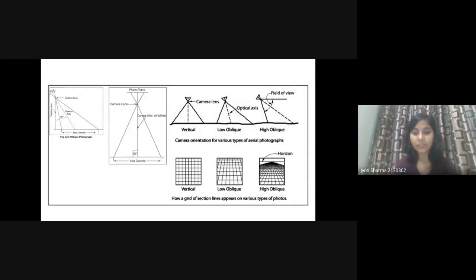And here we can also see the distortion we can get. For example, in the vertical, we are getting pixels very square in shape, but in oblique we have a little bit distorted pixels, and in high oblique we have more distorted pixels. So we have to do some kind of corrections in the picture before applying it for any application, because this image may be distorted because of the angle we had selected. Okay.